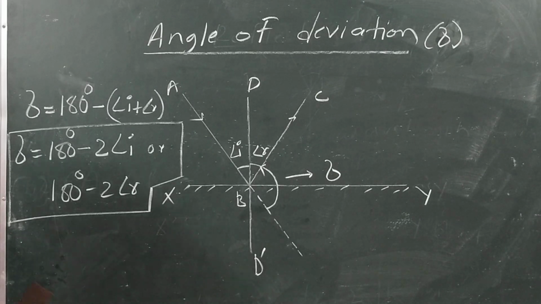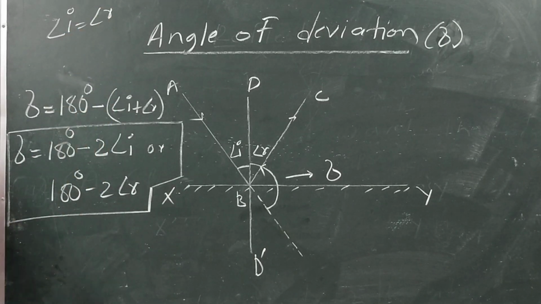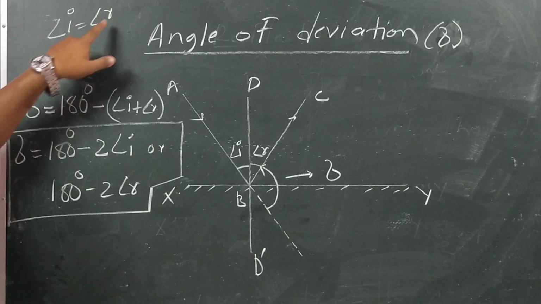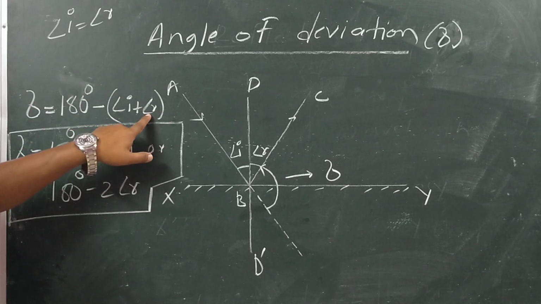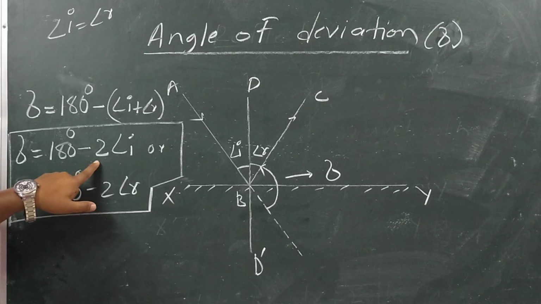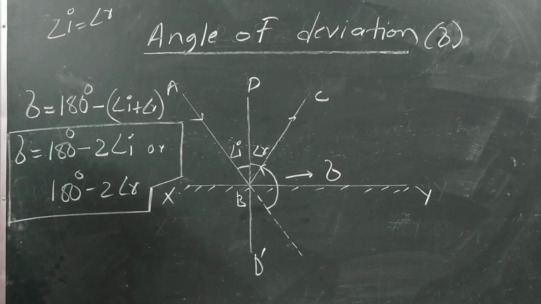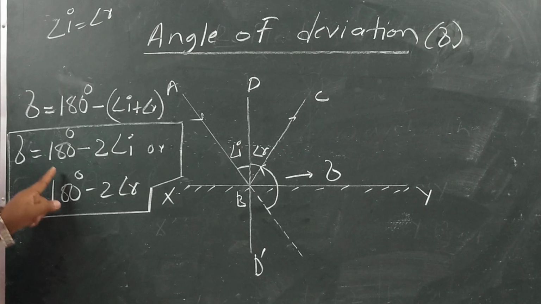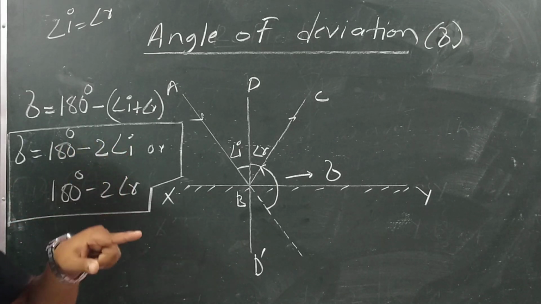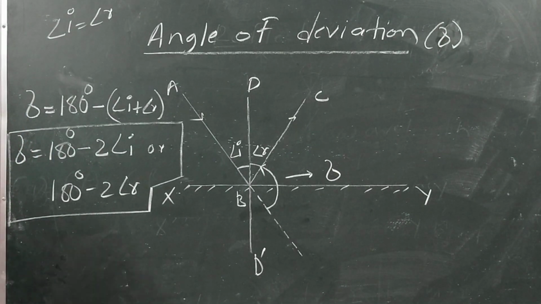From the reflection formula, what did you find? That angle of I is equal to angle of R. So if angle I is equal to angle R, I can put the value here and here. If I put the value of angle I, this will become twice of I. If I put the value of angle R here, this will become twice of angle R. So this is the angle of deviation. That is, delta is equal to 180 minus twice of angle I, or 180 minus twice of angle R. Is that clear? Kindly note it down.